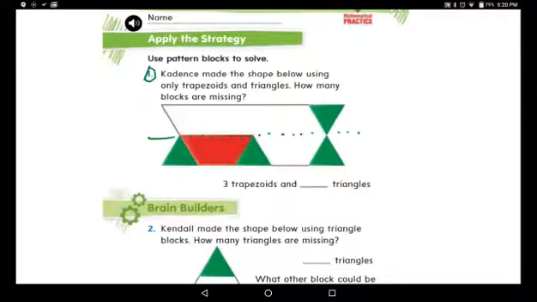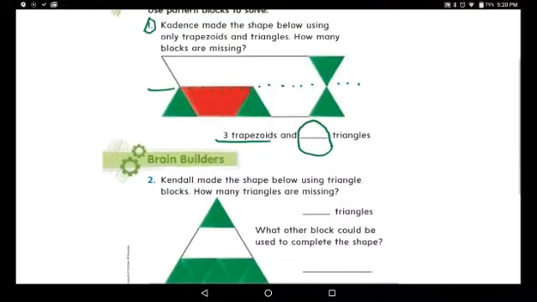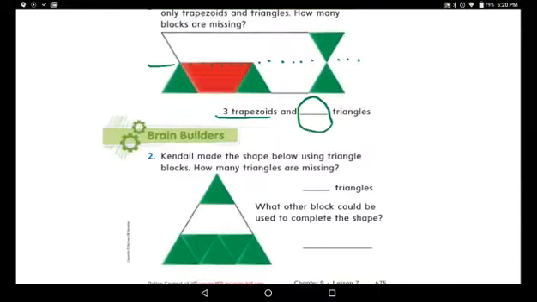Okay, now Cadence made the shape below using only trapezoids and triangles. They did not tell you how many triangles or how many trapezoids. You need to figure it out. How many blocks are missing? Okay, here they told you 3 trapezoids are missing and some triangles. You need to find it. Send me your work after solving it. And when you're done, I want you to move to question number 2.